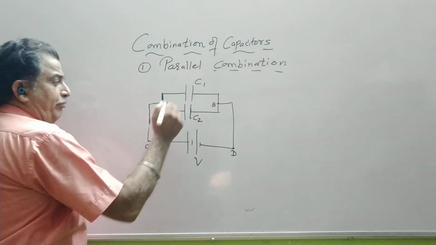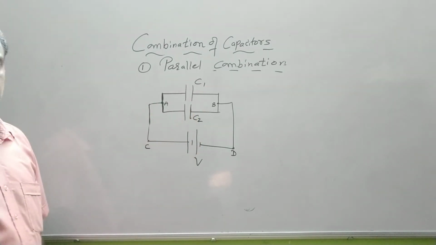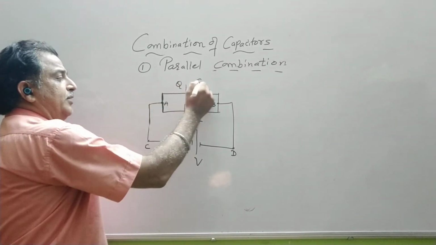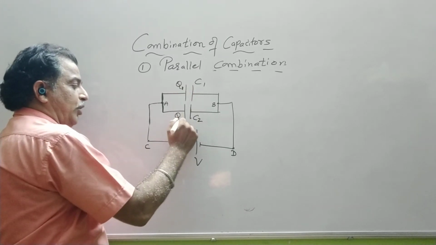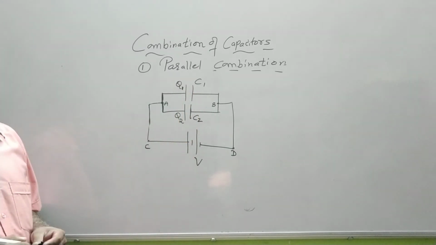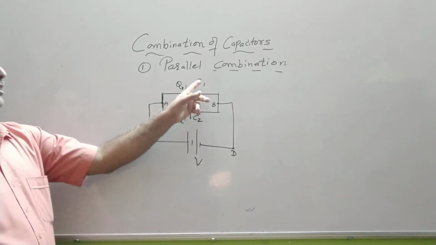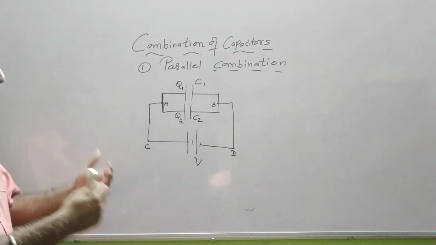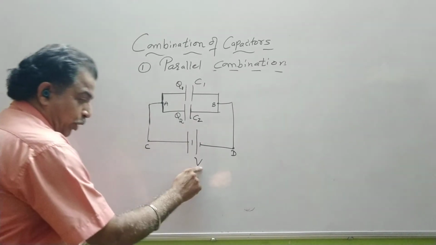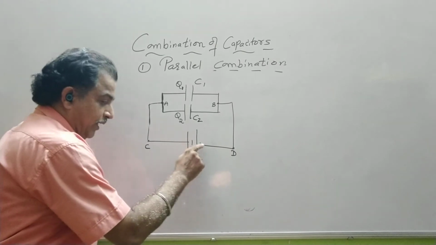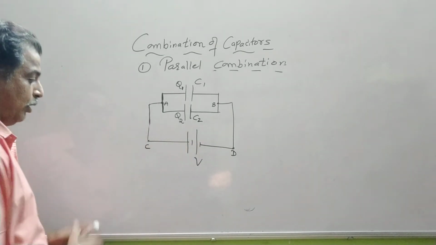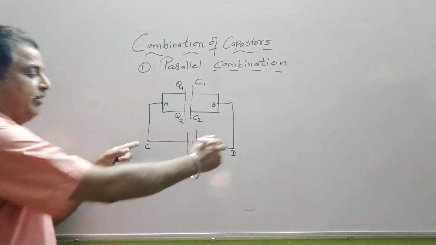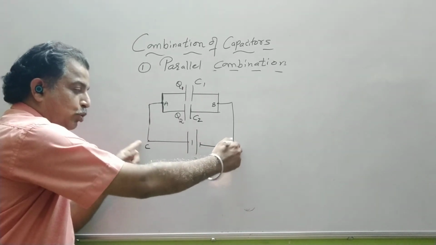Here, because C1 and C2 are different values, in this situation the charge deposited on C1 will be Q1 and on C2 it will be Q2. So C1 and C2 are different, therefore the charge on each capacitor will be different. We know that V is the potential difference, that is high potential minus low potential. Now the potential difference between C and D is V. The potential difference between these two points is V.